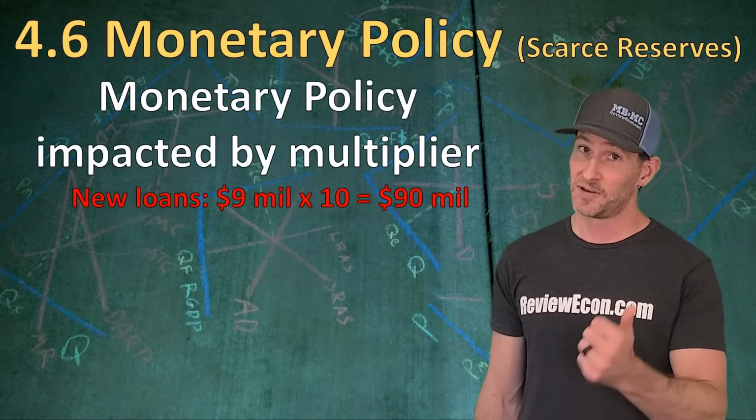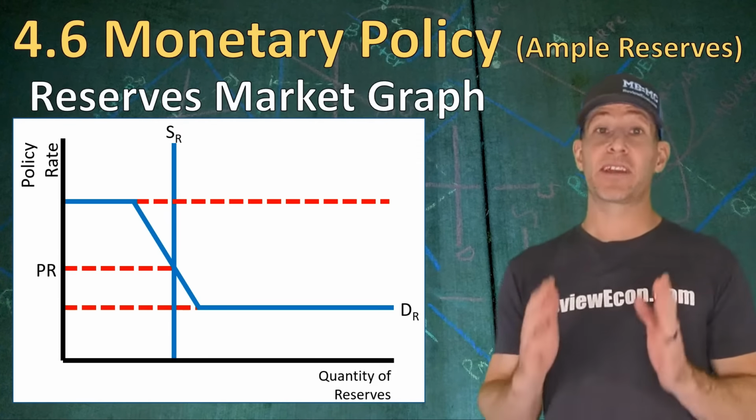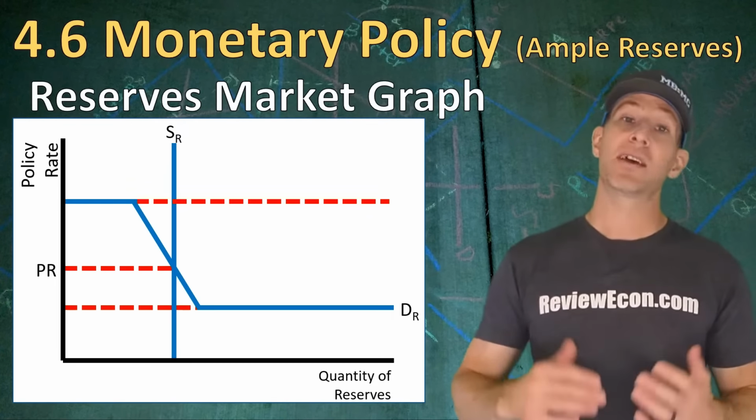The upper flat portion is at the discount rate, and the lower portion there moves up or down with changes in interest on reserves. Then we also have the supply of reserves, and that is determined by actions of the central bank in an ample reserve system. When the supply of reserves intersects that demand curve in the downward sloping portion, then we have scarce reserves, and there changes in reserves will actually increase or decrease the policy rate. But when the supply of reserves intersects the demand curve on the lower flat portion, then we have ample reserves, and changes in the supply of reserves will not impact the policy rate.